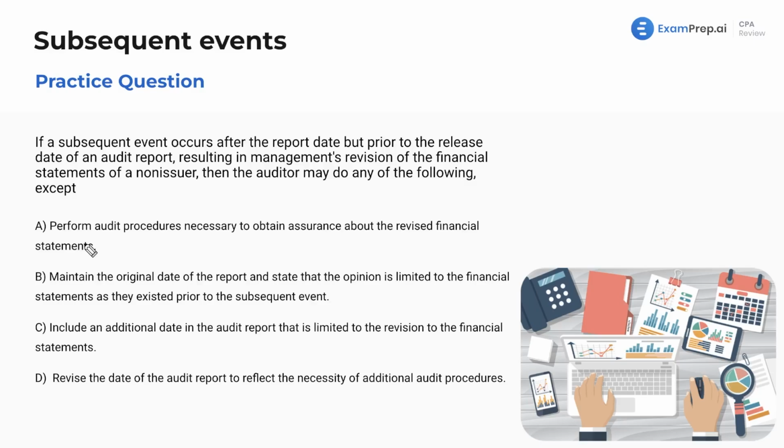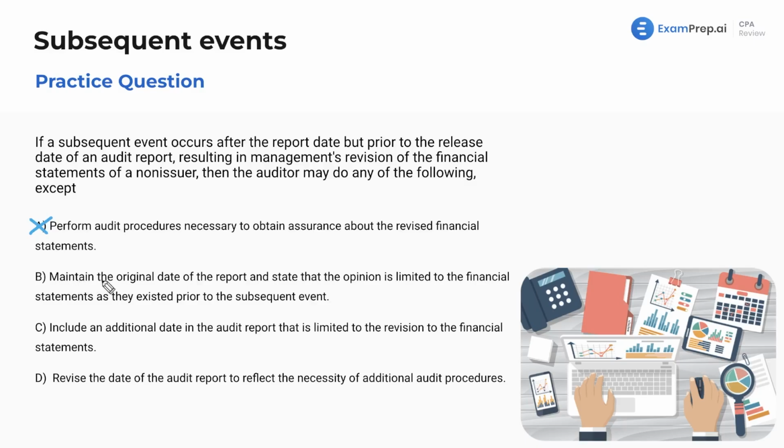If we want to get assurance over this additional time period that was added, because what happened, we have a subsequent event that happens after the report date, before the release of the audit report. So management revised the financial statements, and because they did that, they're new financial statements, and you need to now do work over whatever was revised. But we actually can perform audit procedures necessary to obtain this assurance. That's just more work. Now, you may want to dual date the report, do something like that. We are going to say that is not our answer because this is something that we can do.